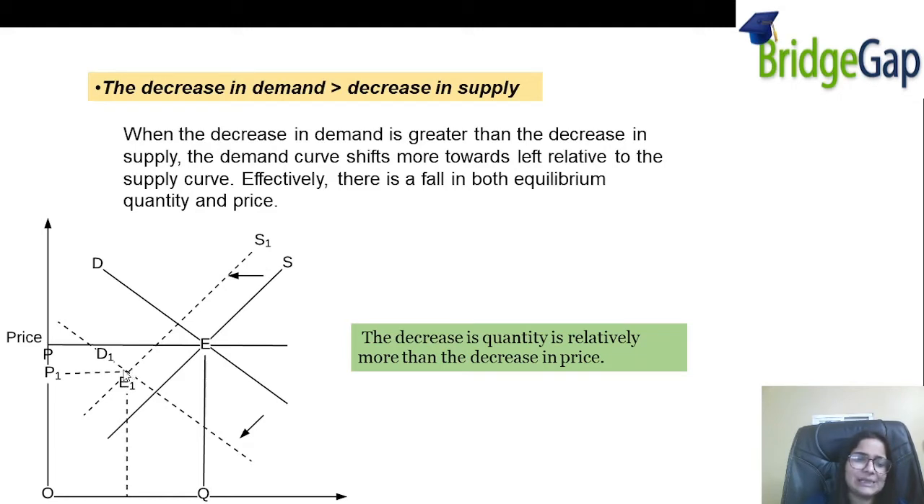This is the case of, what can you see? Can you see anything over here? What case is it when there is a greater decrease in demand than decrease in supply? It means there is excess supply.